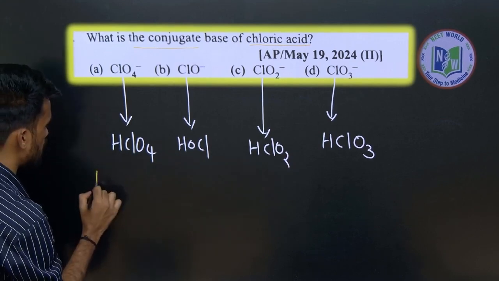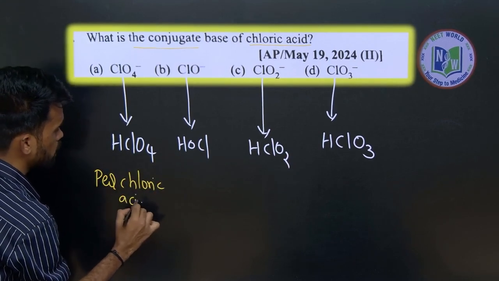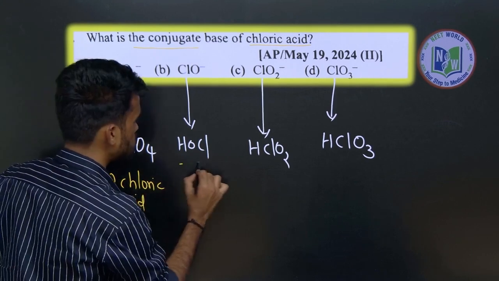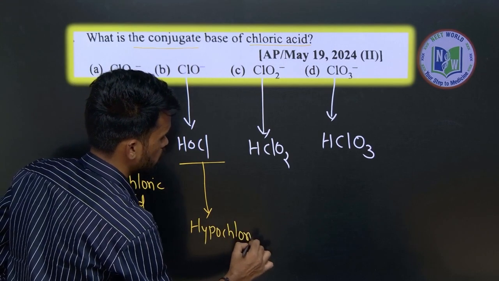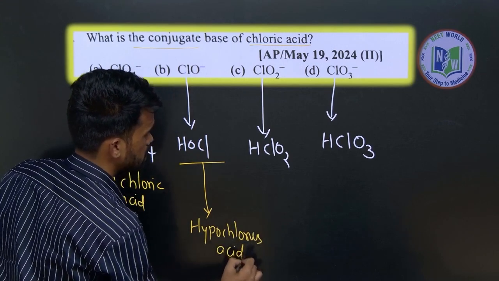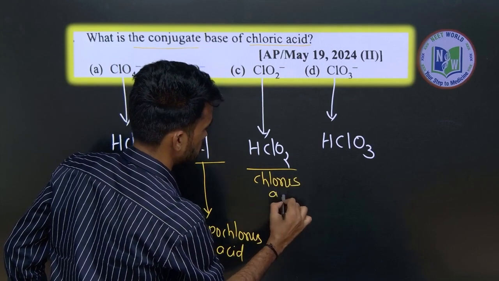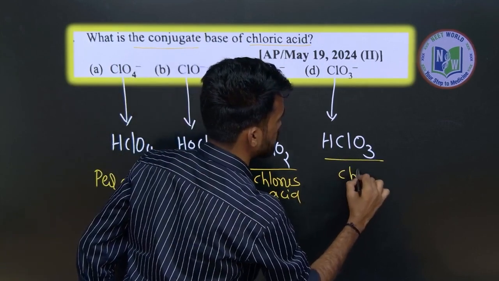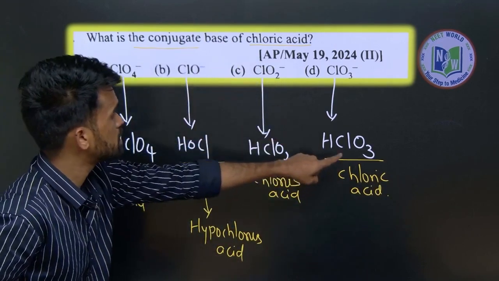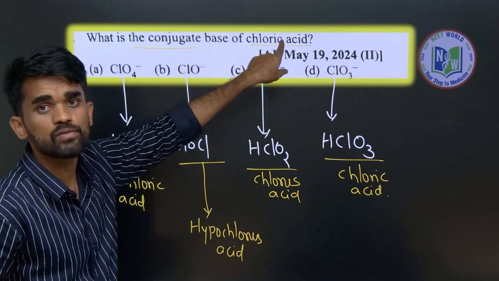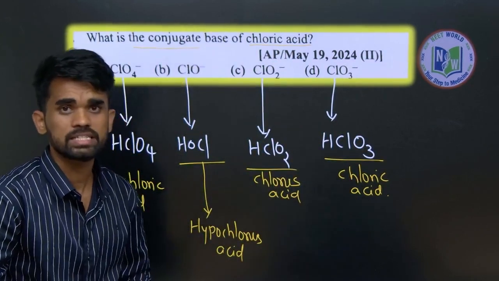So this is called perchloric acid. Okay, this is a strong acid. This is called hypochlorous acid. This is chlorous acid. And this is chloric acid. Now they are asking the conjugate base of chloric acid. So the name of this molecule is what? Chloric acid. Now tell me what is its conjugate base.